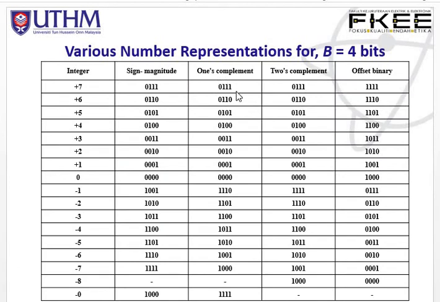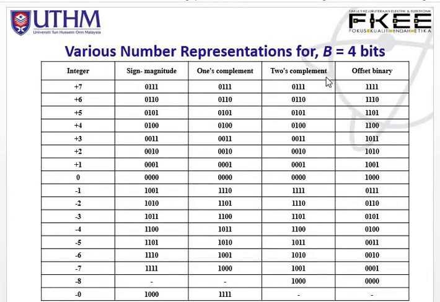So 1's complement has two representations of 0. If 0 is 0, 0, 0, 0, then negative 0 is 1, 1, 1, 1. So there is a negative 0, a different sign from the magnitude. In sign magnitude, you have 1, 0, 0, 0 as negative 0.